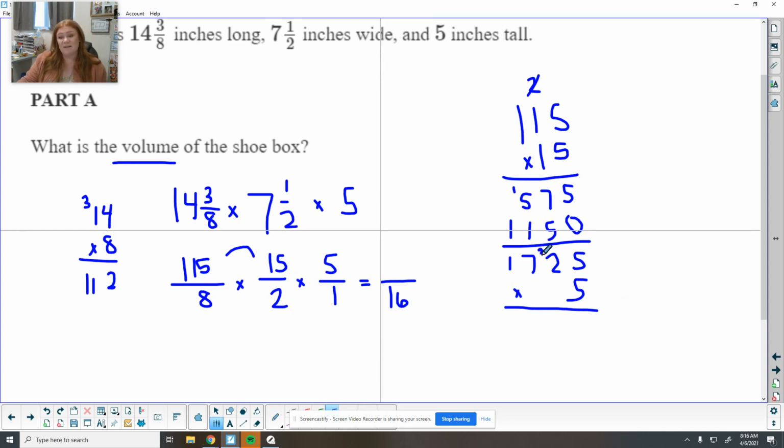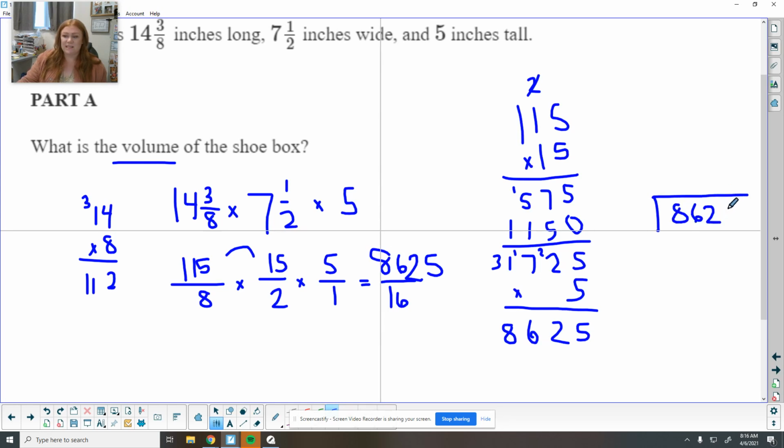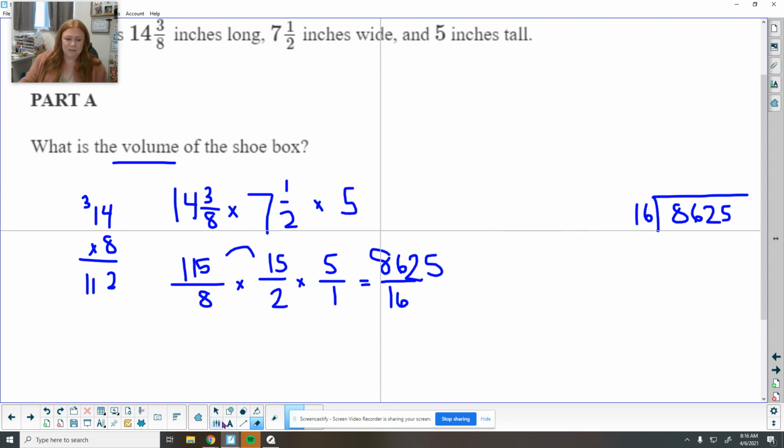So 5 times 5, 25. 10, 11, 12. 35, 36. 5, 6, 7, 8. So this is 8,625. Now we just need to simplify. So 8,625 divided by 16. I'm actually going to erase this problem here so I have some room to work.